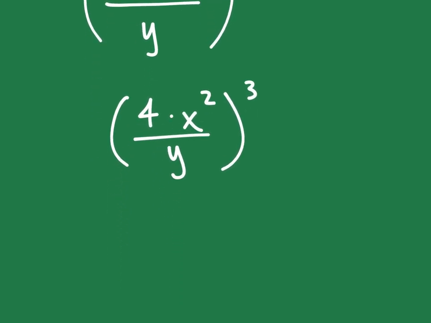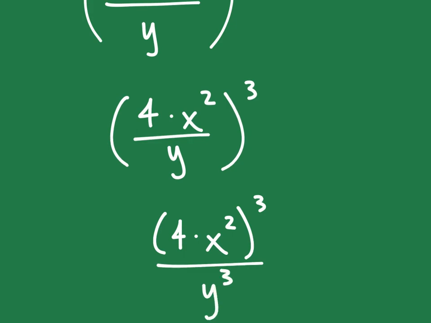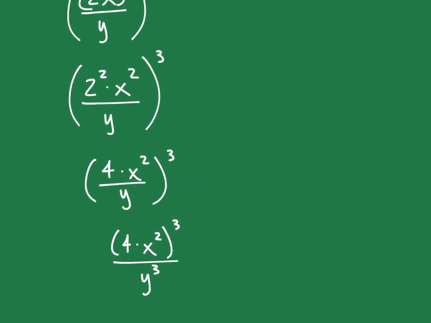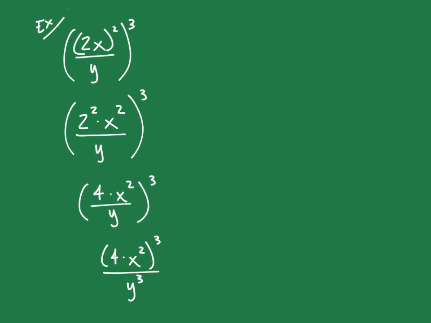Now, what happens on this step is we're doing the same thing. I'm going to raise my numerator to the third power and my denominator to the third power. And I'm going to write this as 4 times x squared, that's to the third power, and then over y to the third power. So the first couple steps that I've done, let's just recap here. Here was my first thing. I did power of a product rule. I simplified 2 squared to get 4, and then I did the power of a quotient rule here.